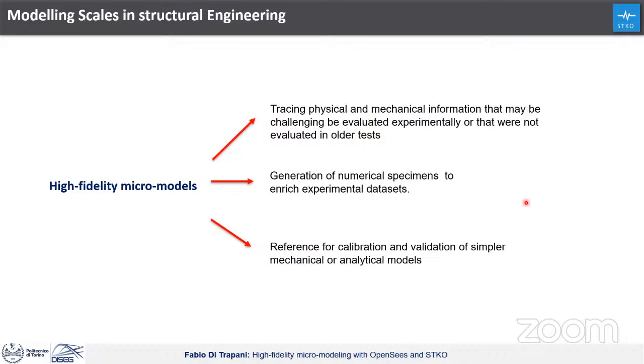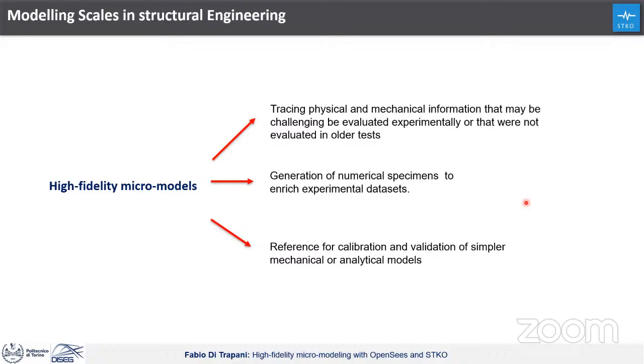Okay, so we were saying that the webinar is about high fidelity micromodels. We will see in this example how we use a high fidelity micromodel. They are useful, for example, for tracing some physical and mechanical information that we are not able to detect from an experimental test, or that were not detected, for example, if we have a very old experimental test.